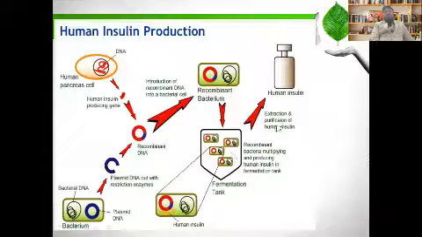After that, the insulin is extracted from these bacteria, and then there is extraction and purification of the human insulin. After that, it is filled in bottles and launched in the market for the diabetic patient. So this is how insulin is made, by using genetic engineering technology.